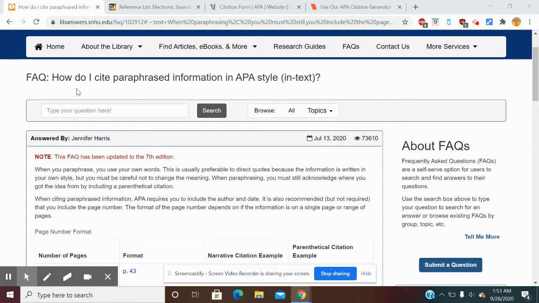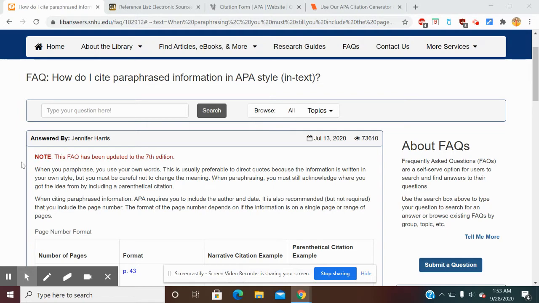So basically, the question on this website is, how do I cite paraphrased information in APA style in text, not on website or online sources, only in text. Now I'm at the snhu.edu website, and I'm going to show you examples that were created by Jennifer Harris.